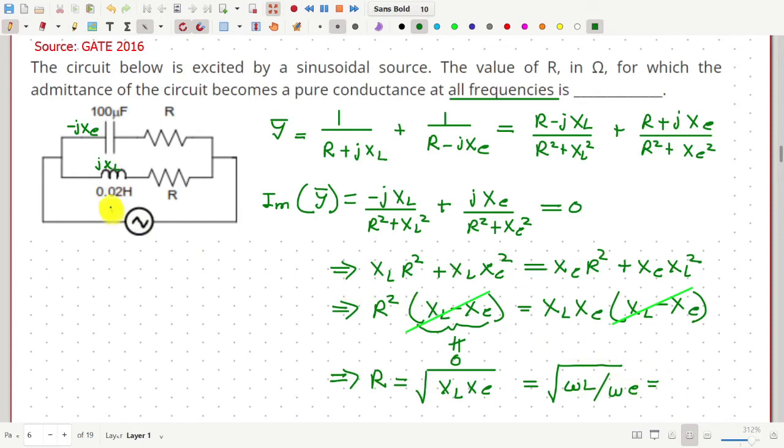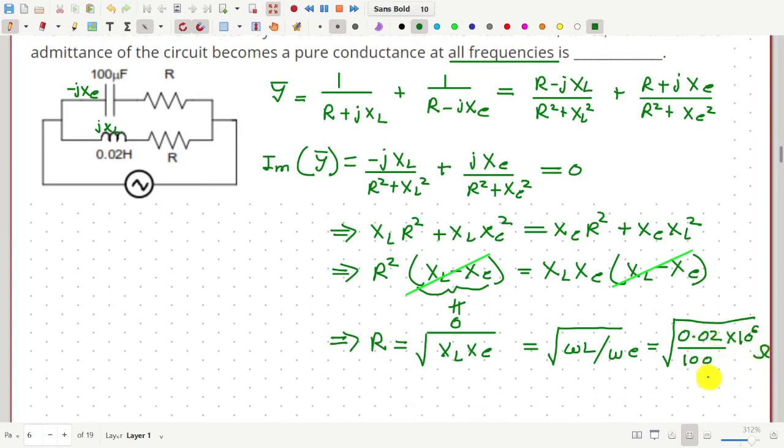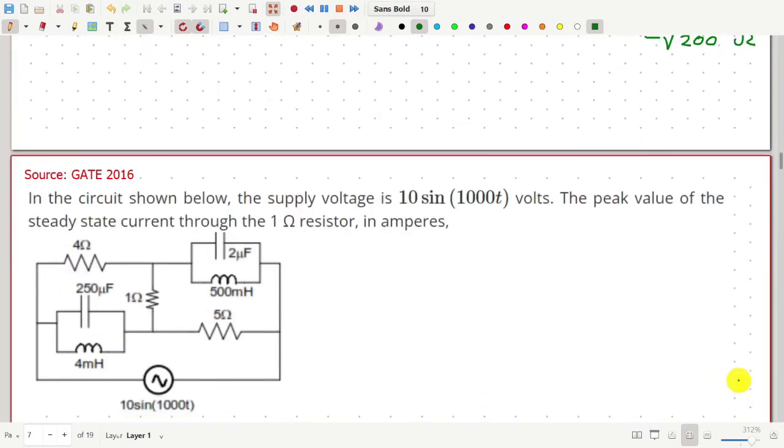Now L is given as 0.02 Henry, and C is 100 microfarad, so 100 into 10 to the power minus 6, and square root of this quantity. This will be in ohm because everything is in SI units, equal to root over 200 ohm. And that is the answer. Now we move on to the next question.